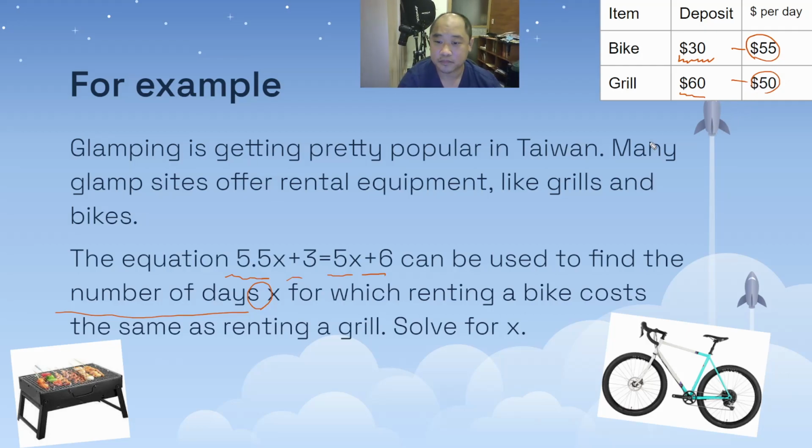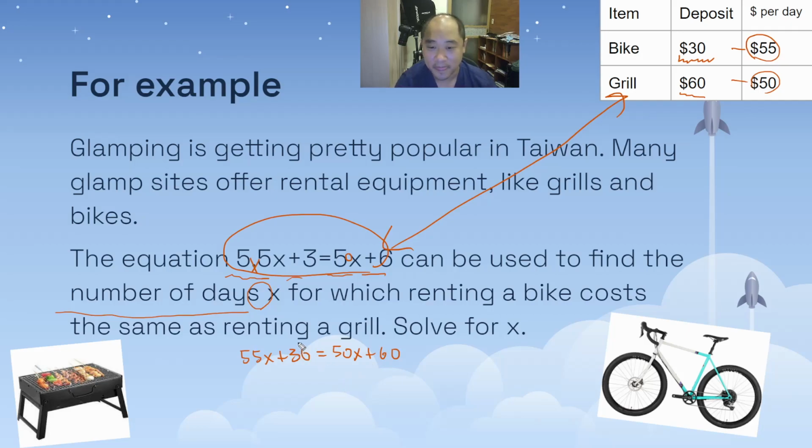So this should not say 5.5. It's 55, and this is not 5. It's 50. So it's actually 55x plus 30 equals 50x plus 60. As you can see, when I wrote these two things, I did not double check to see that they were the same. So if you solve for this, then you will find the number of days, x, right? X is the number of days.